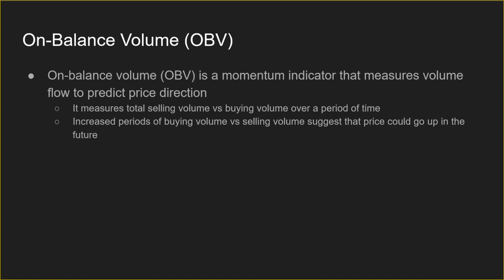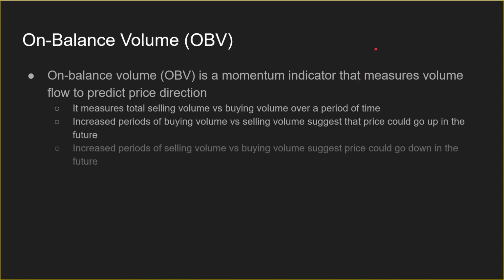Increased periods of buying volume versus selling volume suggests that price could go up in the future, right? If more people are buying, that means that those lower prices are going to increase because the demand is increasing, right? Overall demand is increasing, and if supply is remaining the same, buying volume will overtake selling volume, and prices go up.